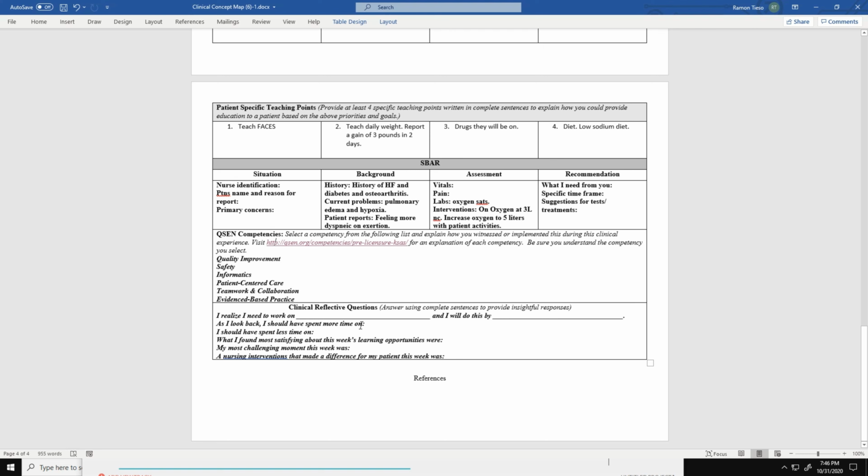As I look back, I should have spent more time on... boom, right? Or whatever you think you should have spent more time on. These here, you can't do them wrong, but you've got to answer them, right?